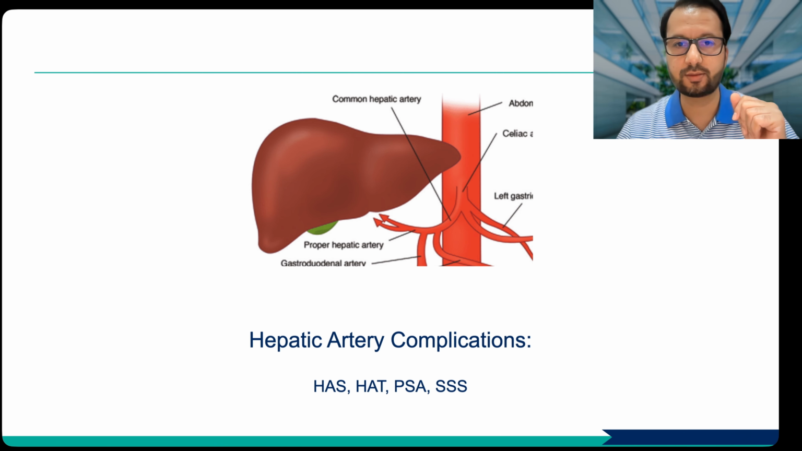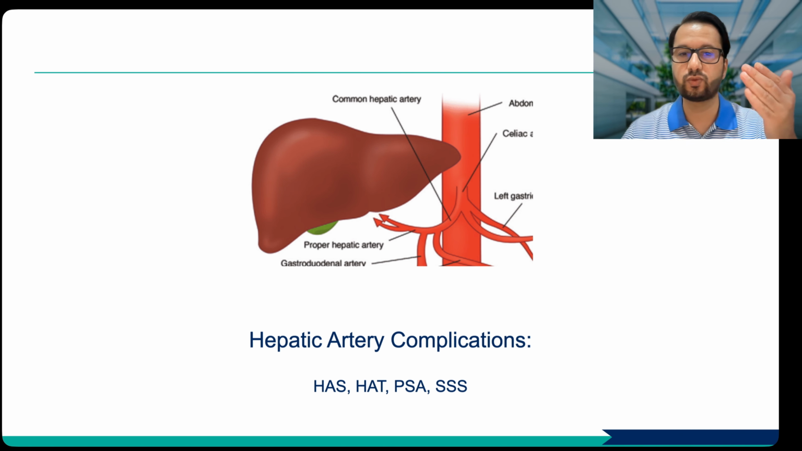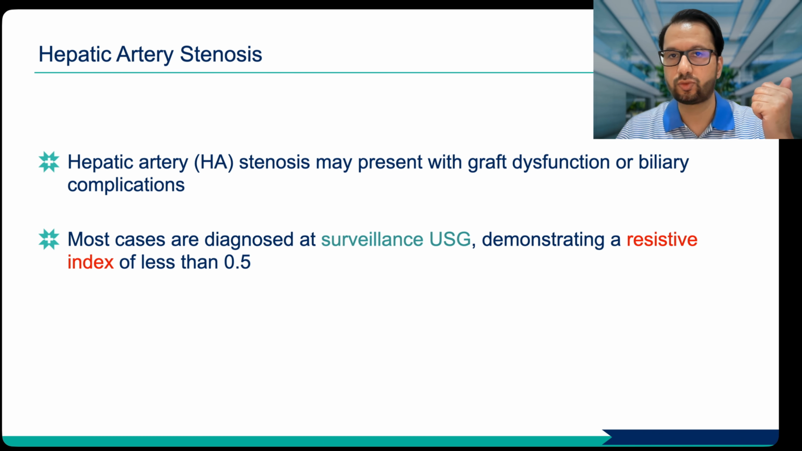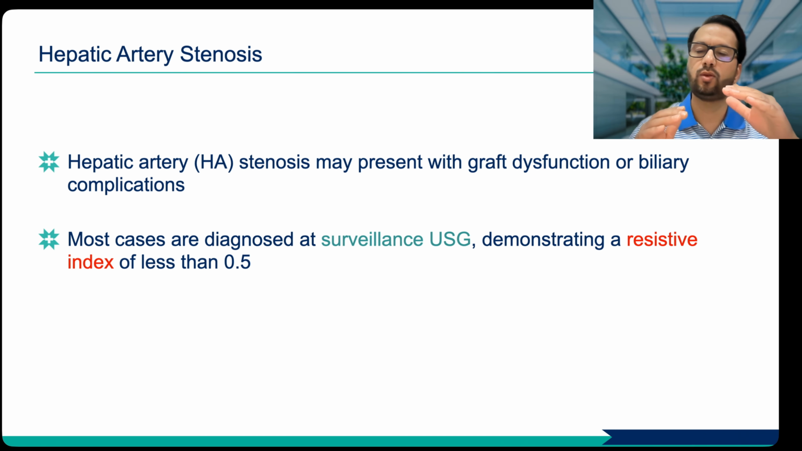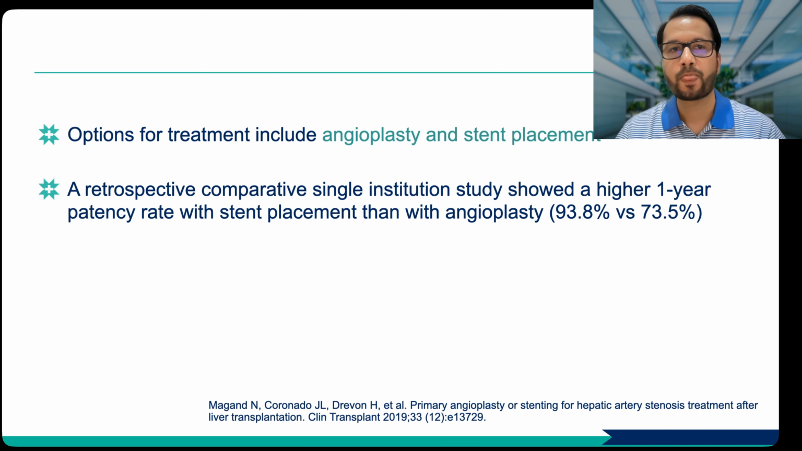We come to the next vessel, most important, that is the hepatic artery. Hepatic artery complications: we have hepatic artery stenosis, hepatic artery thrombosis, pseudoaneurysms, and splenic steal syndrome. Stenosis is an uncommon complication, but if it occurs, it can lead to graft dysfunction or biliary complications, and most cases are diagnosed with ultrasound as the resistive index becomes very low because there is less flow coming through the hepatic artery, so the organ shows vasodilatation and the resistance decreases.